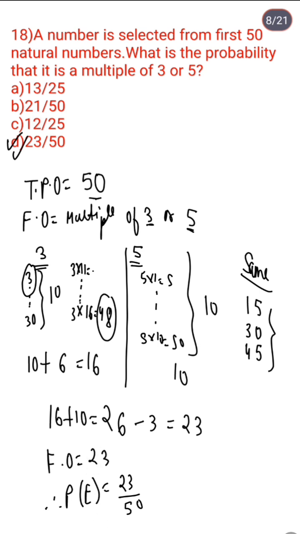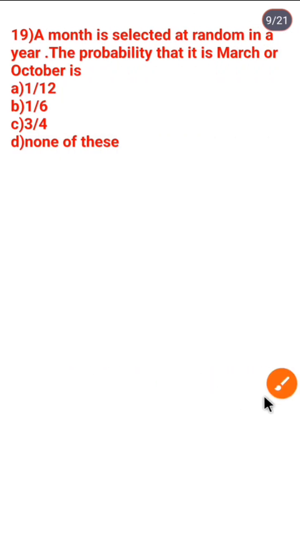Now let's move to the next question. A month is selected at random in a year. The probability that it is March or October. A month is selected at random. Total possible outcome. A month is selected at random in a year.